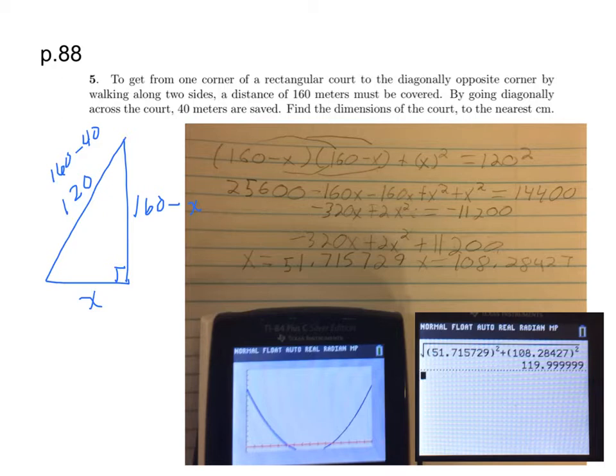To solve this, I put it into a squared plus b squared equals c squared. And to start, we FOILed 160 minus x times 160 minus x, so 160 times 160, 160 times negative x, and negative x times negative x. Then we solved x squared and 120 squared. We got 25,600 minus 160x minus 160x plus x squared equals 14,400.